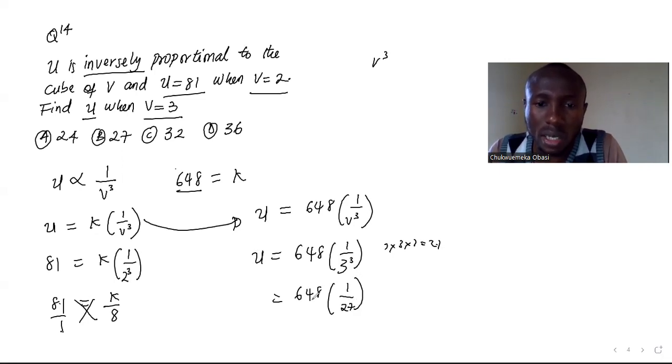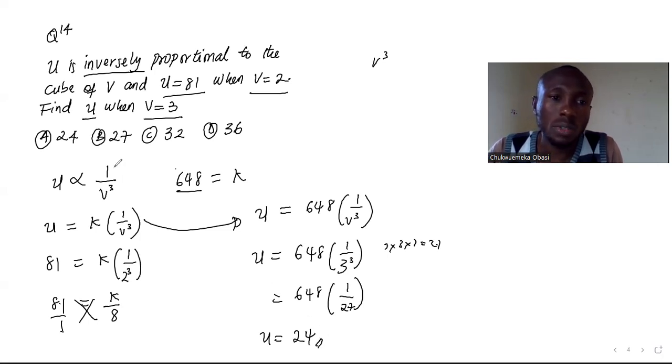And of course, if you divide 648 by 27, you have u is equal to, let me do that. 648 divided by 27. That's actually 24. So we have u is equal to 24. So the answer is A.